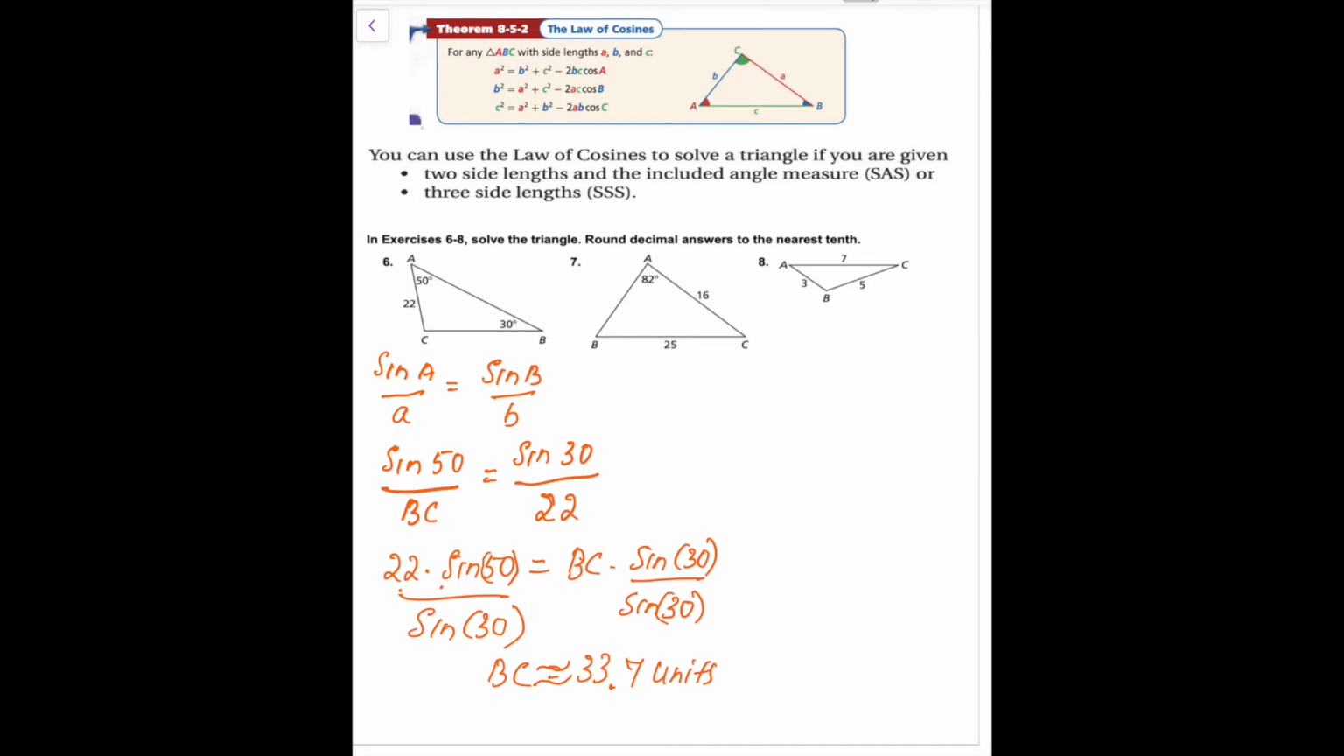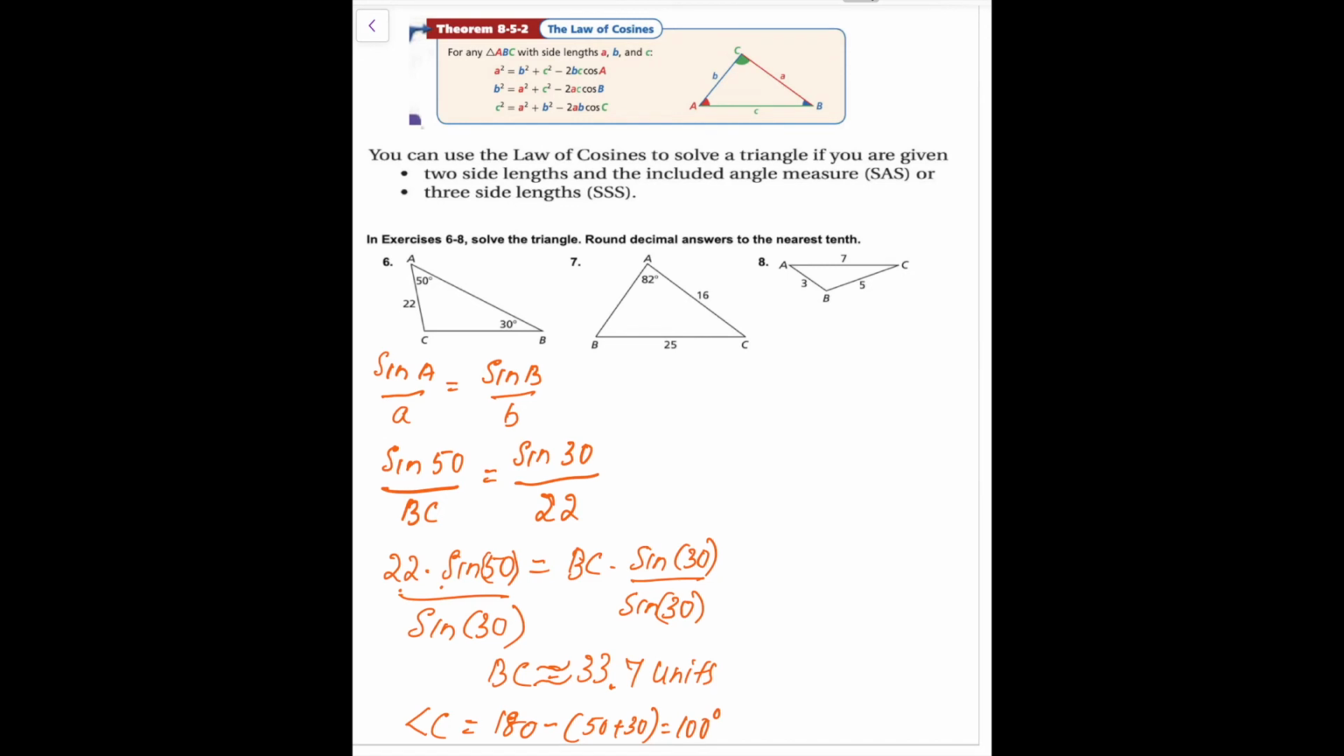Same way you can find AB. So please find AB. The third angle is easy to figure out, because angle C will be 180 minus 50 plus 30, because the sum of the angles of a triangle is 180, which is going to be 100 degrees.